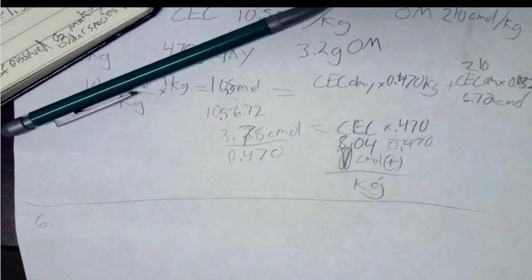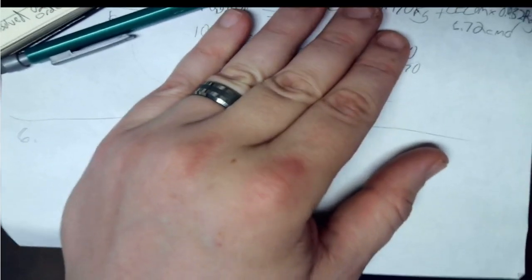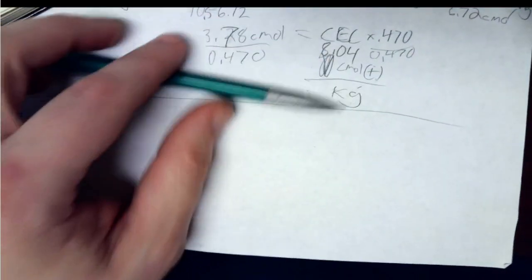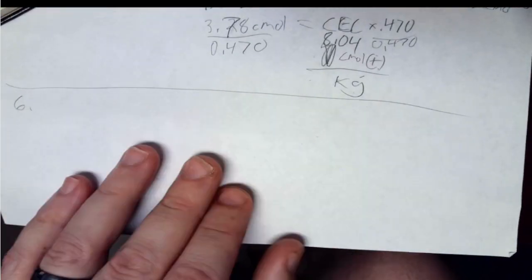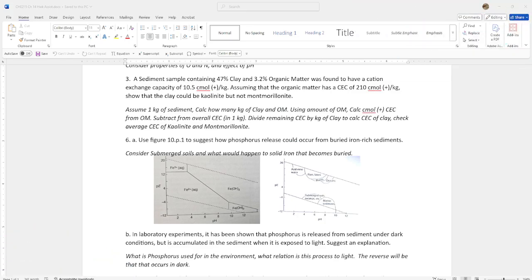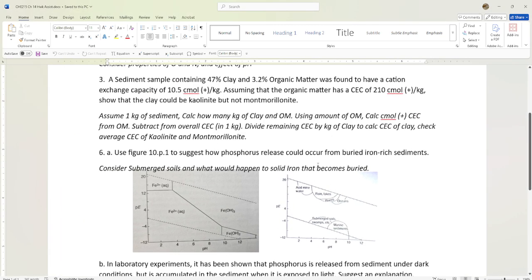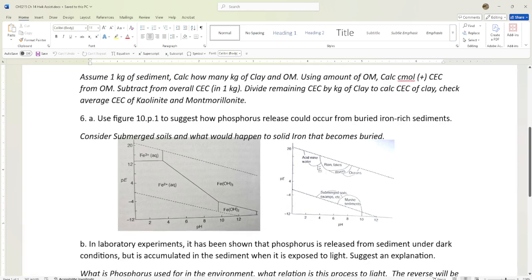Problem 6 is: use figure 10.1 to suggest how phosphorus release could occur from buried iron-rich sediment. So I'm going to jump real quick, assuming this will work, to my Excel. So use this figure to suggest how phosphorus could be released from iron-rich sediments. I've included both graphs.